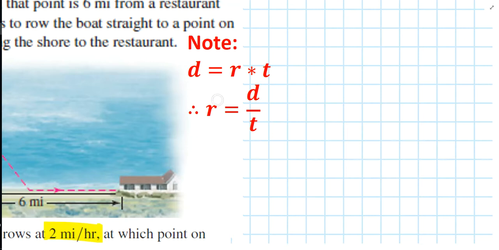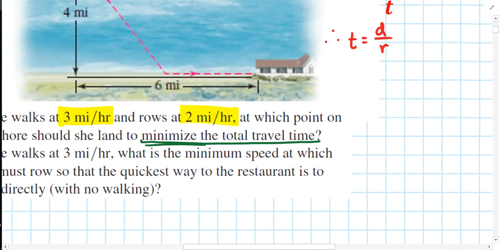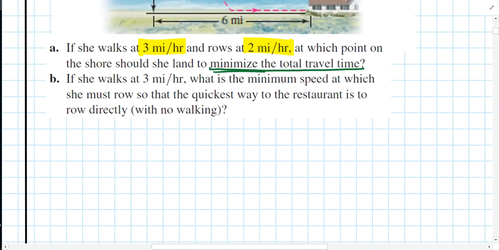And so if we wanted to modify this, we could say that the rate at which you travel is equal to the distance divided by time. But similarly, we can also say that the time that it takes you to travel is equal to the distance divided by your rate. Now, our instructions here say to minimize time. That's our objective. So if our objective is to minimize time, then we're going to need a formula that involves distance and a rate.